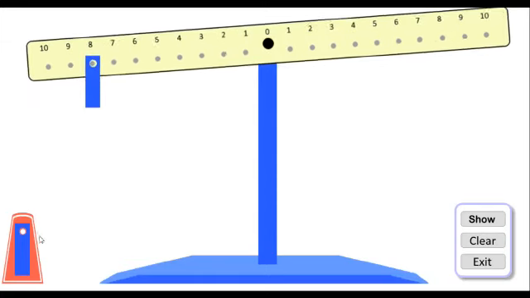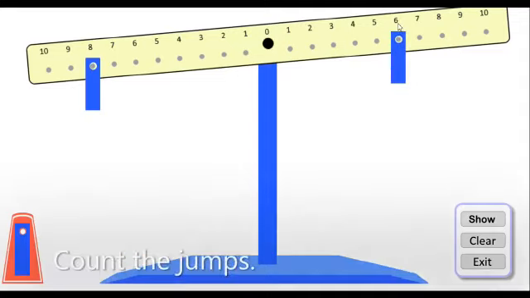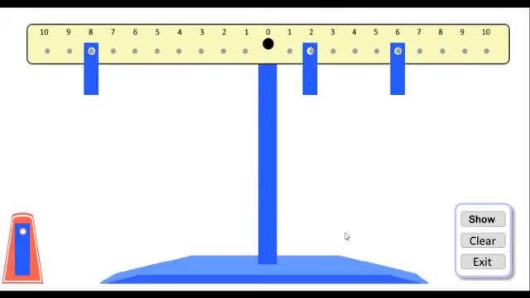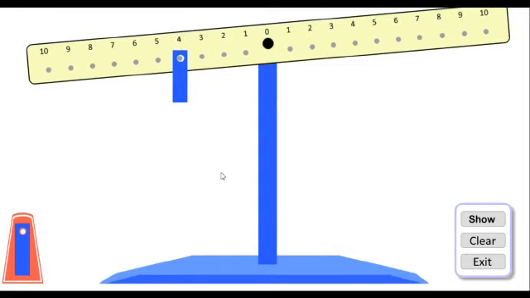One object weighs 8 bottles and the other object weighs 6 bottles. How many more bottles do I need to make them balance? One object weighs 4 bottles and the other object weighs 1 bottle. How many more bottles do I need to make them balance?